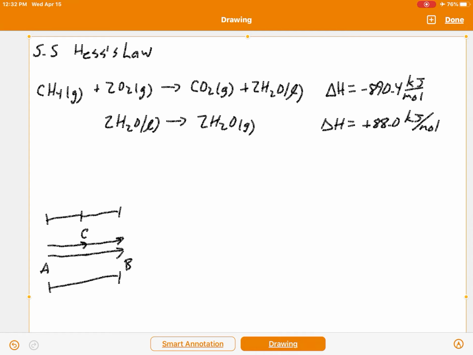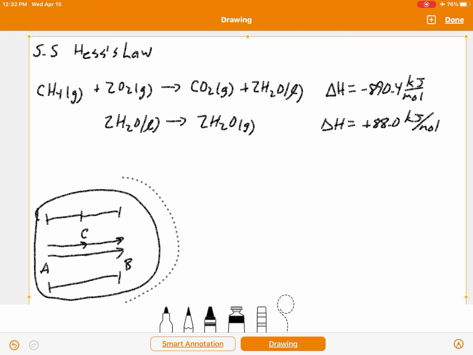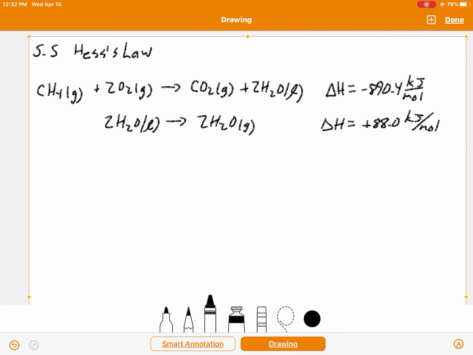Now, the same holds true for enthalpy changes. It turns out that we can add enthalpy changes for individual steps to figure out what the enthalpy change is for an overall step. Okay, so I'm going to show you what I mean by that.